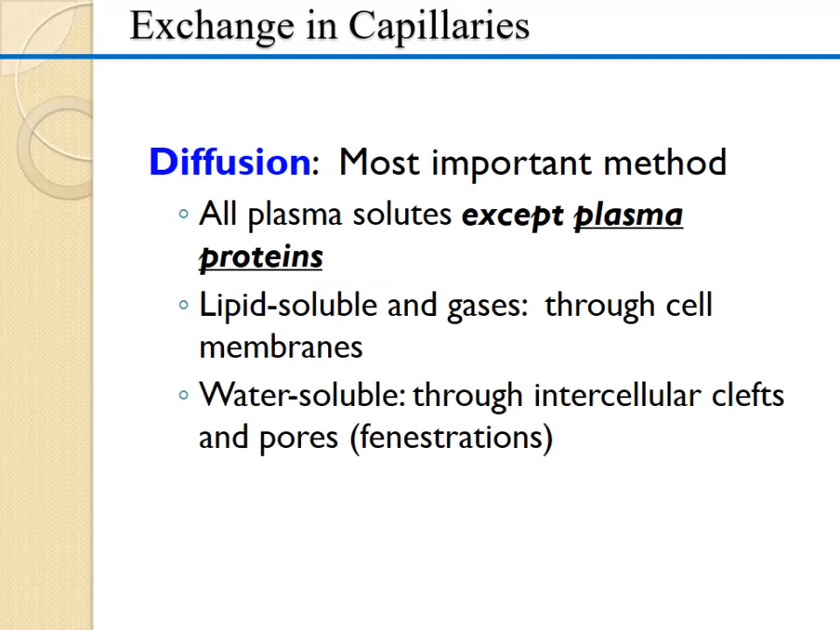All right, so the most important method is diffusion. Plasma solutes can come through nicely because they're solutes, but large plasma proteins don't diffuse. They're too big. Otherwise, lipid soluble substances and gases go right through. Anybody remember what that's called? Is that simple or facilitated? Simple diffusion, right? Of those non-polar gases, at least. Water soluble diffusion will be our facilitated.